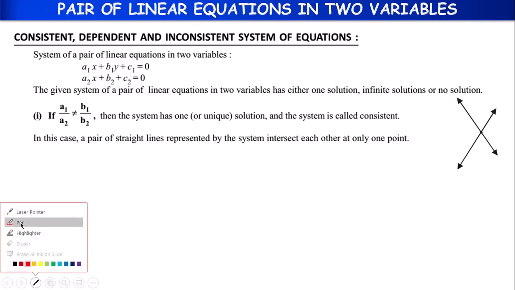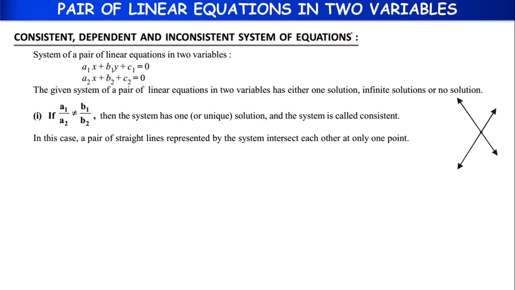So here children, a linear equation will be represented by a line. If we have a system of equations, or a pair of linear equations, the two equations will be represented by two lines. But the nature of the two lines may be in different ways.